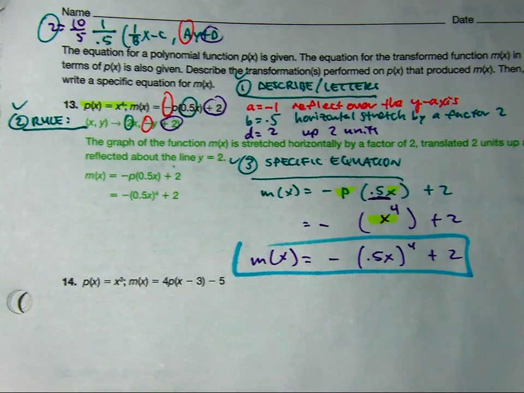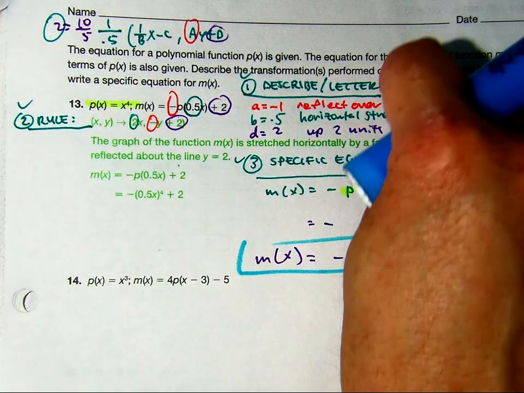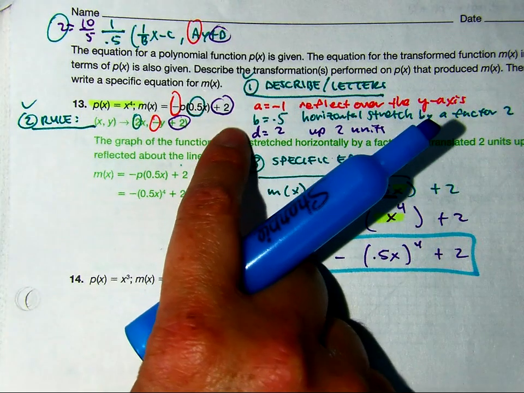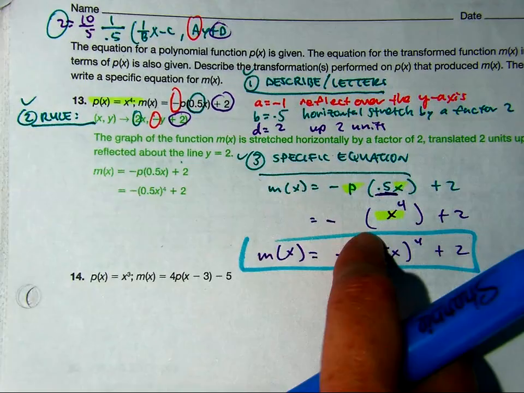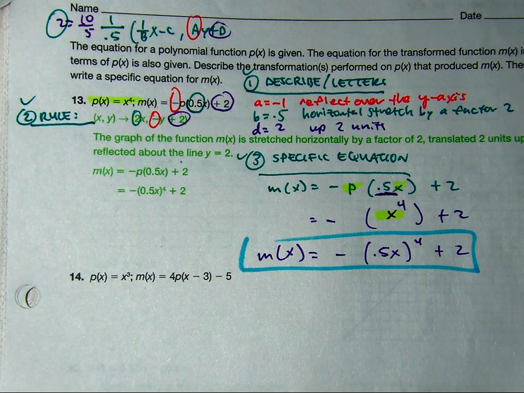So to summarize, we've done 3 things. Describe using letters. Use the words inside, outside, then it does affect the x and the y. That helps you write the rule. And then in your equation, you're doing a substitution. Let's write that, substitution.